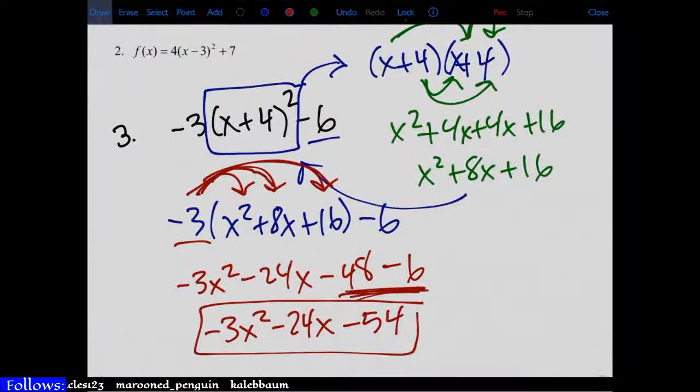Okay, any questions so far on standard form, converting to standard form? Anybody in honors here have a question converting to standard form? Let me know now before we move on.